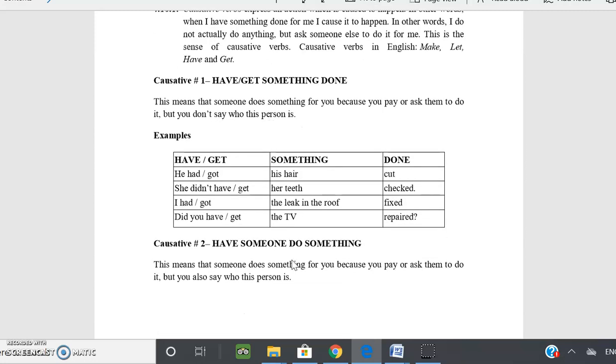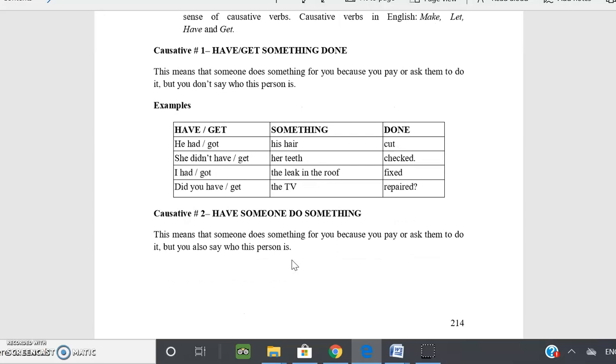So when do they appear? When do we use them? We should pronounce "have" carefully. We should say, I've got it done, like that. Had got his hair cut. She did not have her teeth done. I got my blood tested.